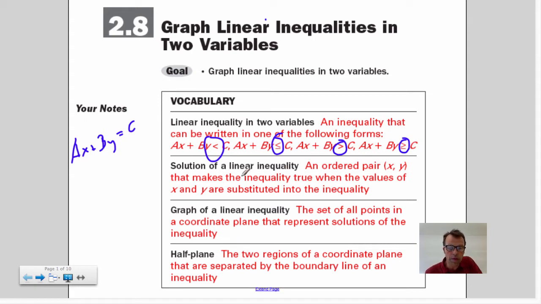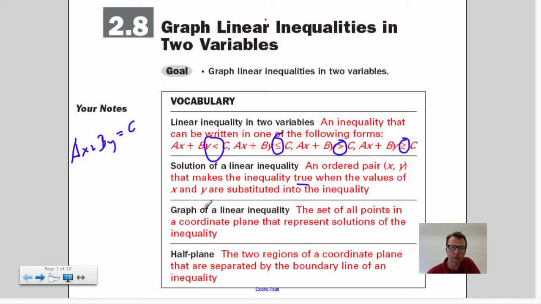So the solution of a linear inequality is any ordered pair that makes the inequality true, right? So if you read it like 4 is greater than 2, that would mean it is true. 4 less than 2, that's false. So true when the values of x and y are substituted into the inequality. We'll do an example of that.